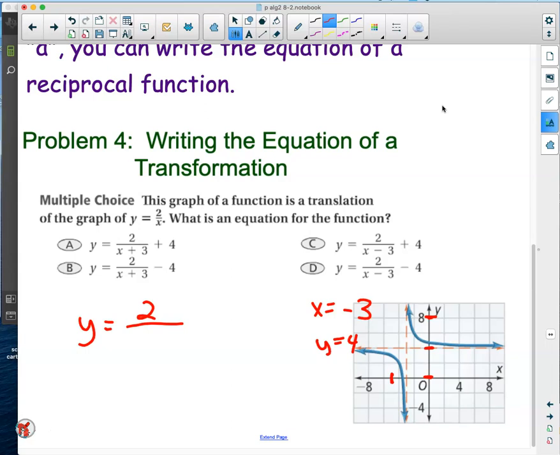Now, it needs to be up 4, so that means it has to be a plus 4. So we've already narrowed it down to this one and this one. And then what we have to do is make sure that it goes left 3. So think opposites. That's going to be an x plus 3. So left 3 is x plus 3 and plus 4, which is a.